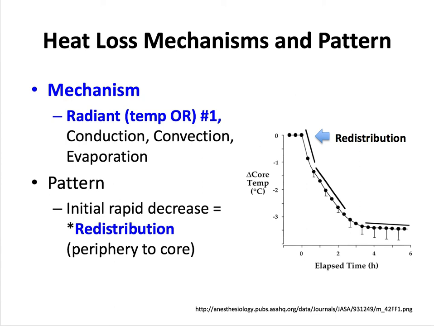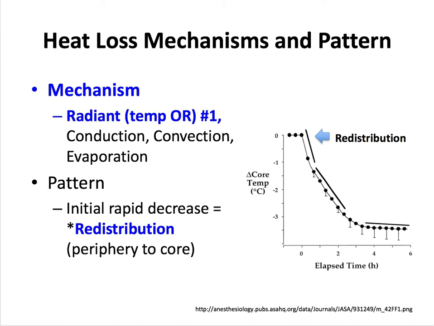The pattern of heat loss is initially a very rapid decrease in temperature in the first half hour or so in the operating room. And you say, well, why does that occur? And the major reason is not a total loss of heat, but a redistribution of heat. What I mean by that is if you feel your hands and feet before you go into an operation, feel it in a patient, for example, they're cool. And their core temperature may be warm.